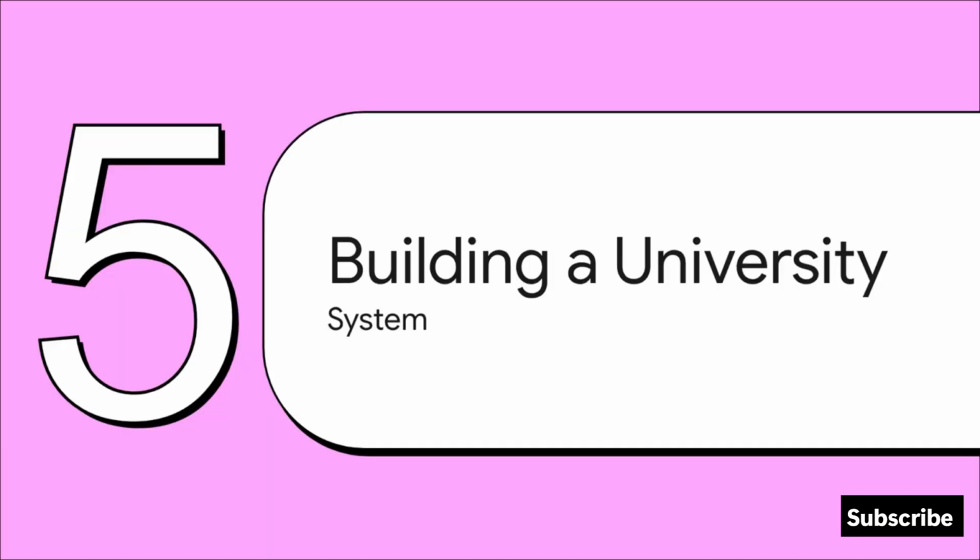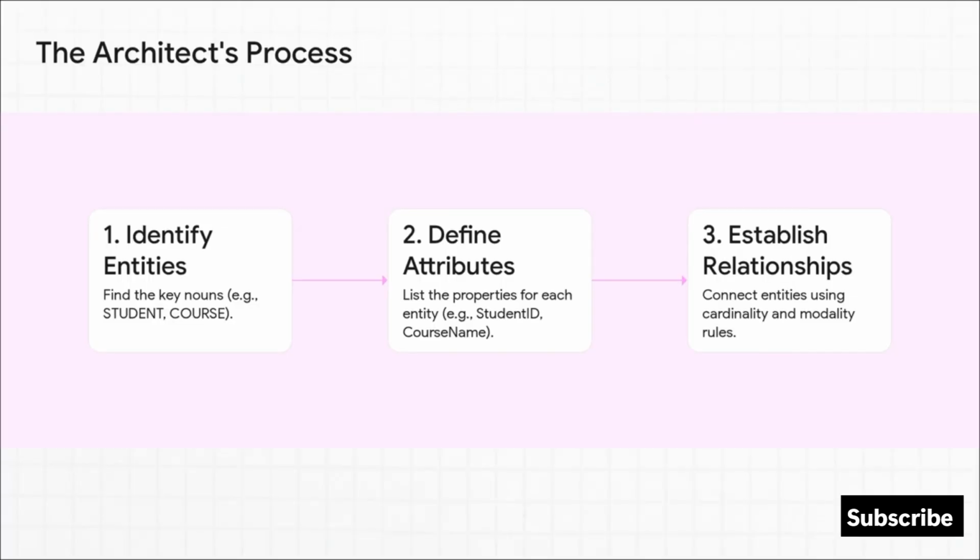All right, we've got the theory, we've got our building blocks, and we even have the visual language. So now it's time to put on our architect hats. Let's actually do this. Let's build a complete blueprint for a university registration system. And the process is actually really straightforward. It's just 3 steps. Step 1, we find our key nouns. Those are our entities. Step 2, we list out all the properties for each one. Those are the attributes. And finally, step 3, we connect them all together using relationships, making sure we carefully define all those rules with cardinality and modality.